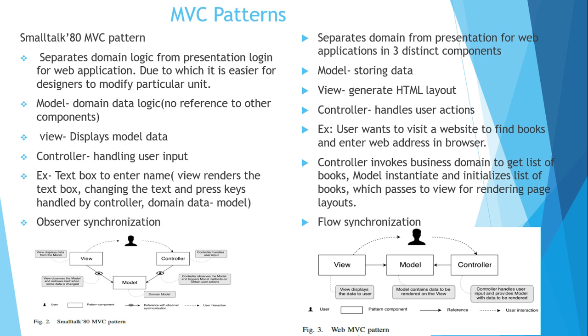MVC patterns. Here we will discuss web MVC patterns. It is a separation of the presentation of a web application into three distinct components: the model stores the data, the view generates the HTML layout, and the controller handles user input. Let's take an example of a user who wants to visit a book website to find a book. Here the controller invokes the business logic to get the list of books, and the model instantiates the list of books, which is passed to the view for rendering the page.